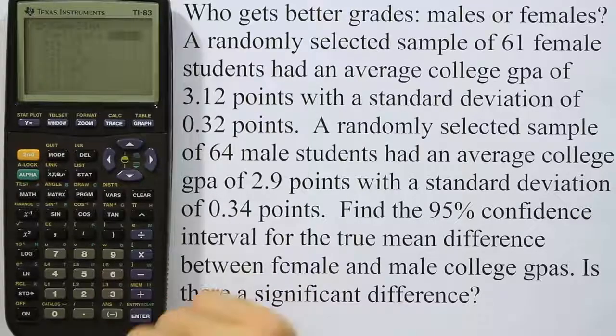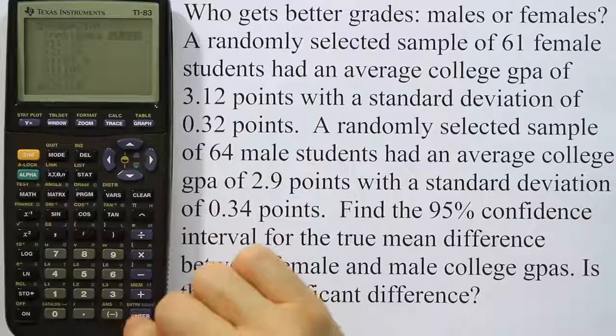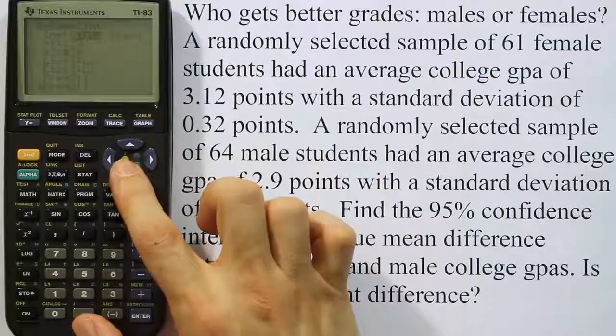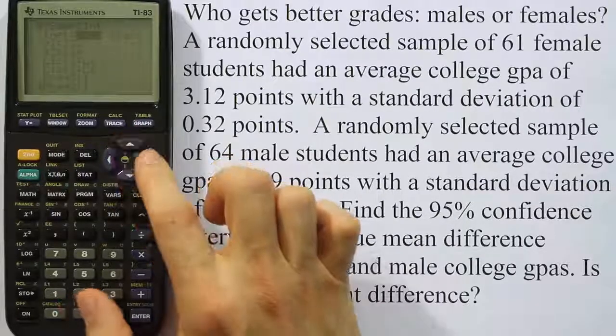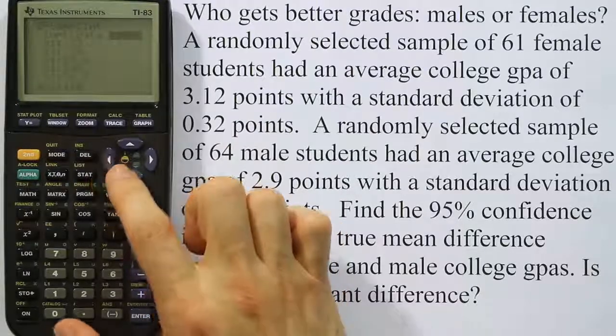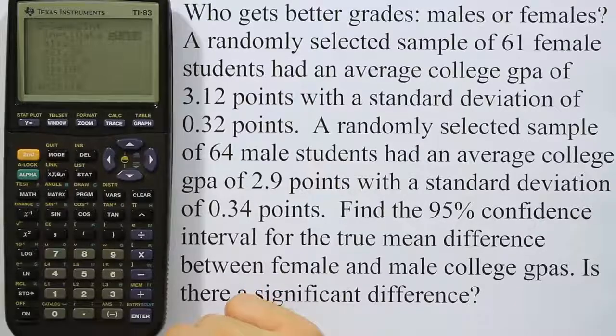So I hit enter, and when I come in here, I have two options: either data or stats. If you highlight the data by hitting enter, you'll see that it's asking you for the lists. It wants to know where you have the data stored. Well, we don't have our data stored in lists, so we're going to select stats. And when we select stats, it's going to ask us for summary statistics, like, for example, the standard deviation for population 1. So let's go ahead and do this subtraction in the order they specify, female and male. Let's do it that way.